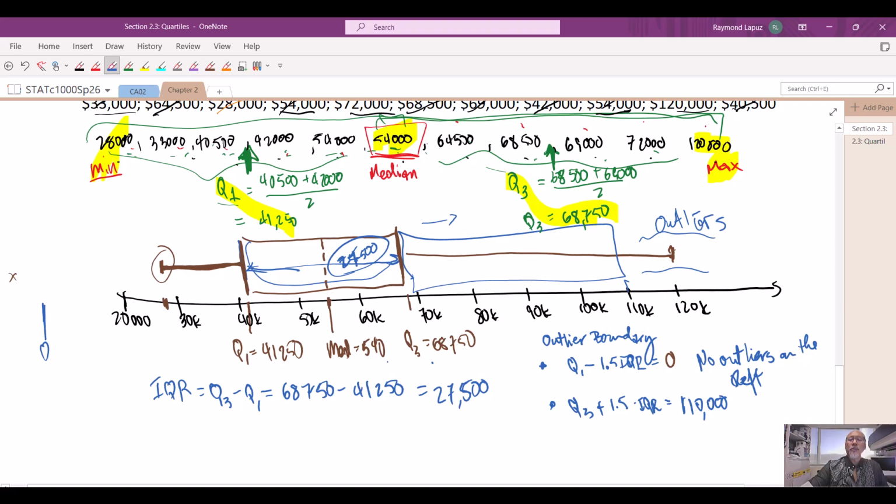And when we put the data in order, there's only one number that's bigger than 110K, and that's 120,000. So the amount of 120K is an outlier. Okay, so there you have it. A little bit about quartiles, the 5-number summary, the box plot, the IQR, and finding outliers. Okay, I hope that helps. Good luck.